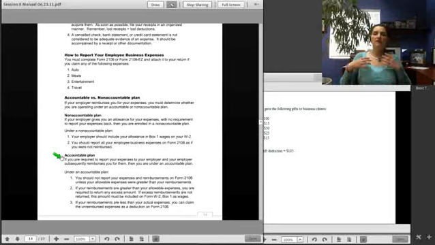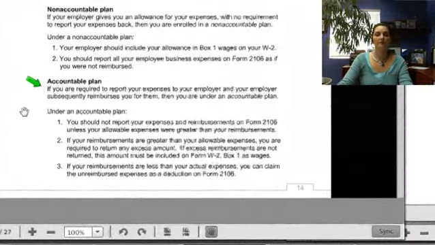So what happens under an accountable plan is, let's just suppose your employer gives you that same $500 to pay expenses, but you have to report back and return receipts, actual proof of those expenses, to your employer. And at the end of the month, if you spent less than your employer gave you, then you have to refund it back to your employer. That would be the definition of an accountable plan.